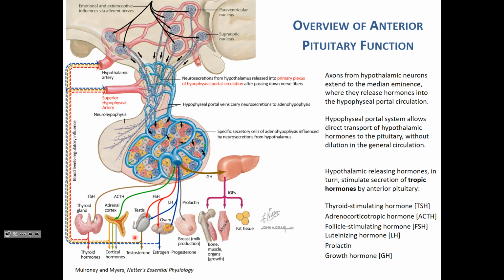The other thing that's important is notice that there is feedback here. So those hormones can feed back at the level of the anterior pituitary or the hypothalamus to turn off and control secretion.